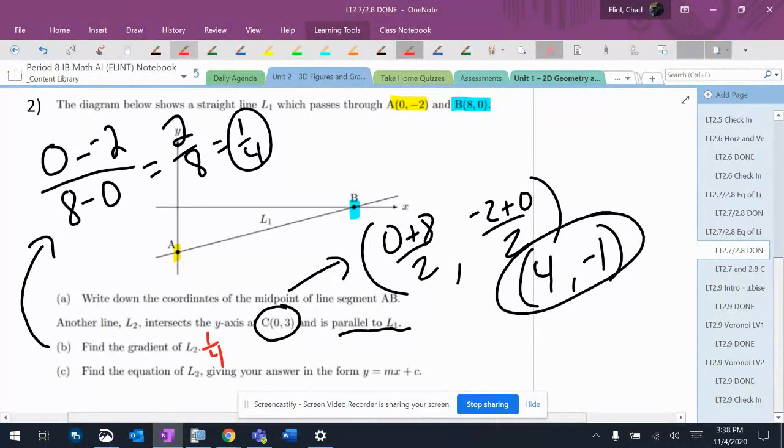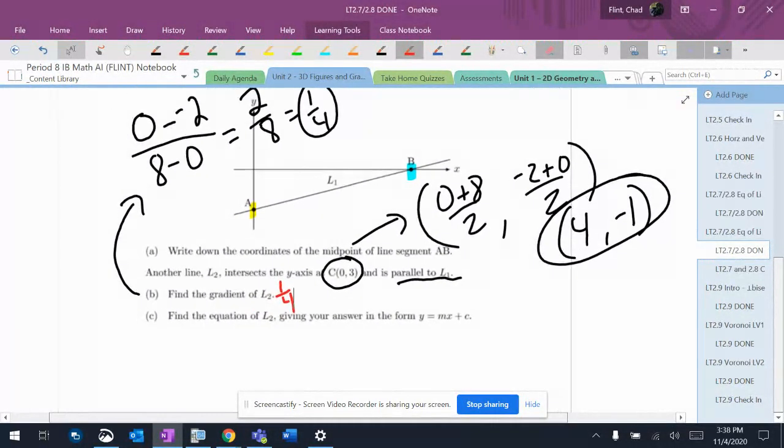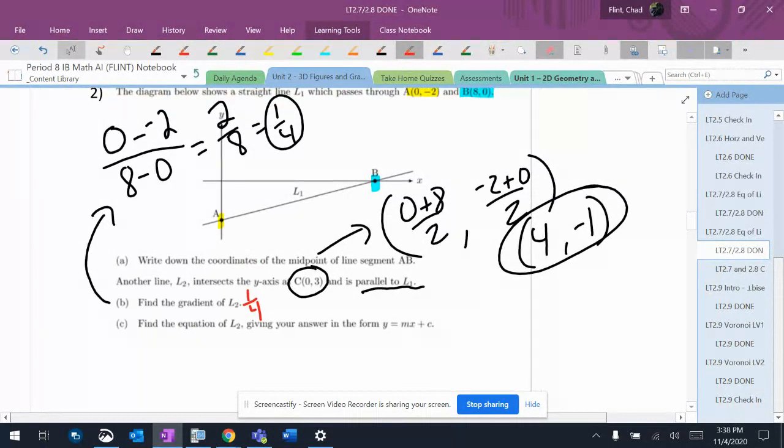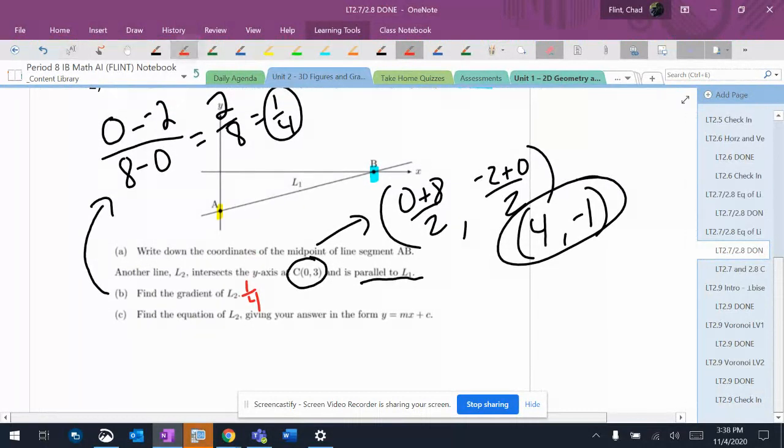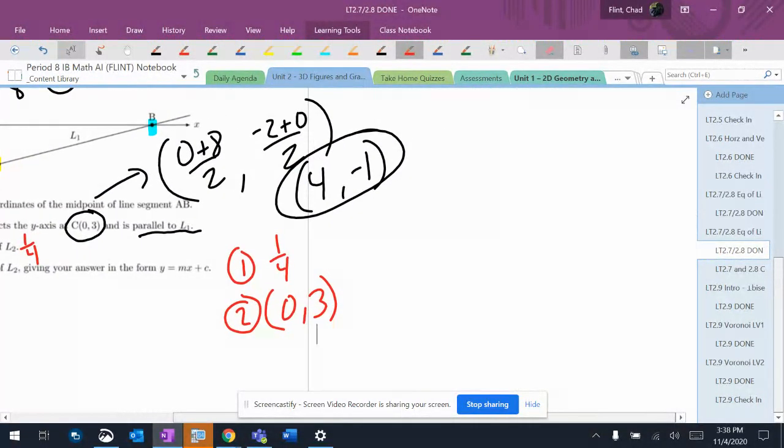And then it says, find the equation of L2, giving your answer in the form of y equals mx plus c. Now, there's two ways to look at this. I'm going to stick to the system I'm using all the other times. So the gradient is 1/4. The point is 0, 3. So I'm going to plug it into the point gradient formula, which is y minus y1, so y minus 3 equals m.